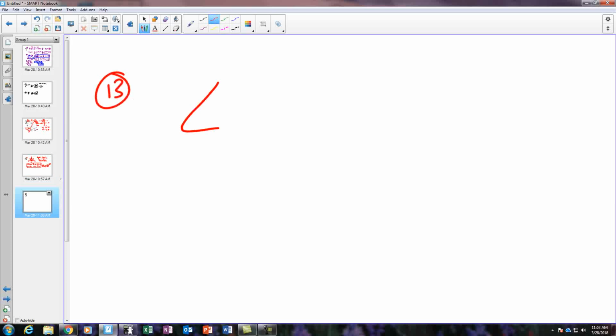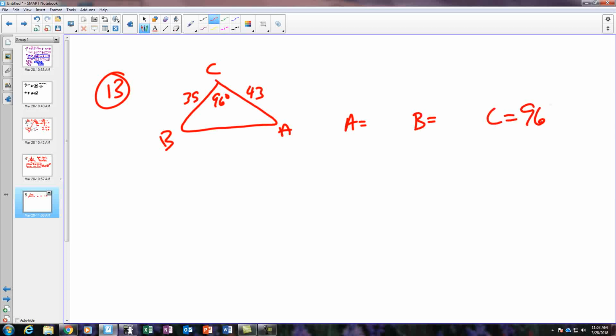You're given a triangle CBA, 43, 35, and this is a 96 degree angle. So of course I gave you the obtuse angle of this one, so there's no question as to what's biggest. But we have capital A is unknown, capital B is unknown, capital C is 96 degrees, little a is 35, little b is 43, and little c is unknown.